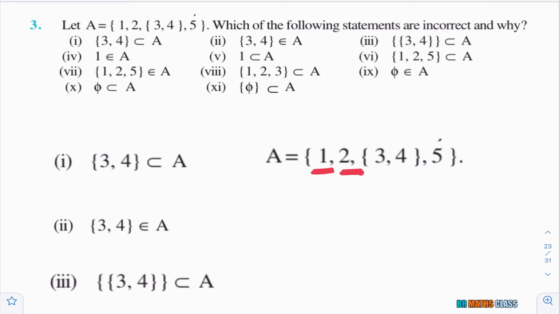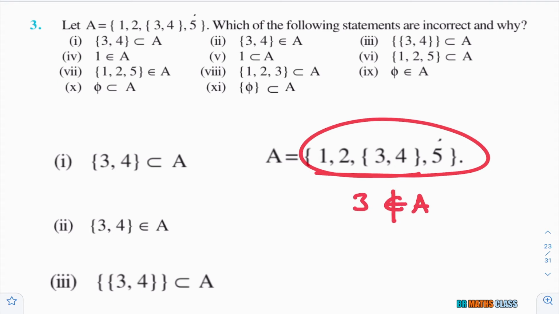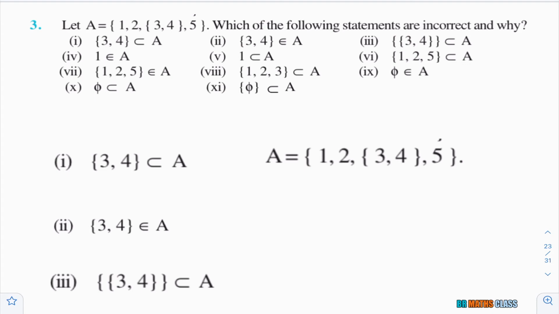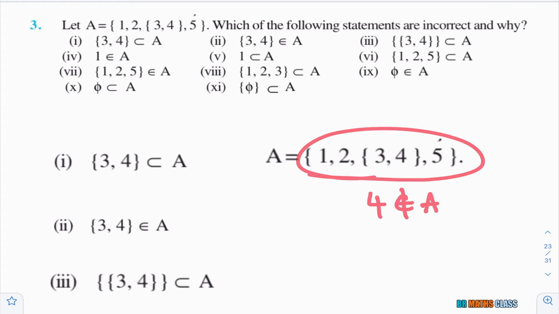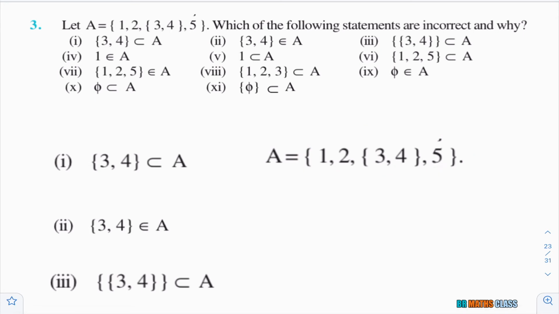1 is there in set A. 2 is there in set A. 3 does not belong to set A. 3 is not in set A. 4 is also not in set A. Please try to understand. 4 is not in set A. Okay, 5 is present in set A. And the set {3, 4} belongs to set A. Here, if I write what is present in set A: 1 is there, 2 is there, the set {3, 4} is present in set A, and 5 is present in set A.